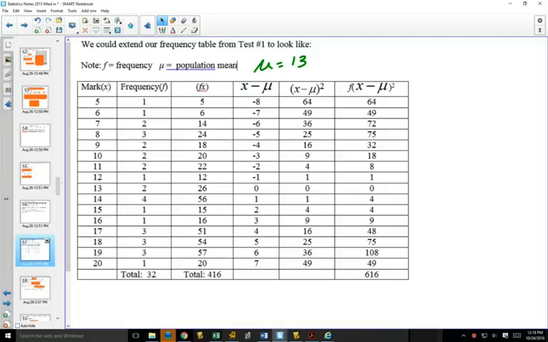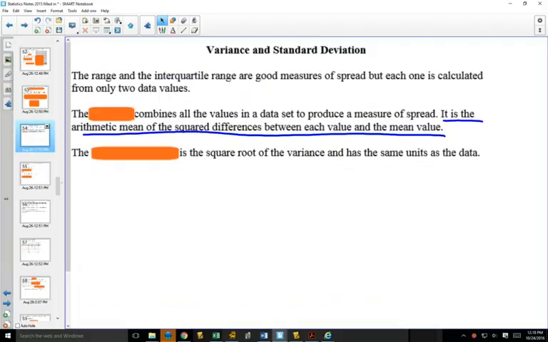And so now if we go back to that definition that we underlined before, arithmetic mean, that means it's the average. That's why we divided by 32 at the end, because we had 32 items. Of the squared differences, so we find the difference between the average and your score, square it, and add all of those ones up, and divide by how many we have.